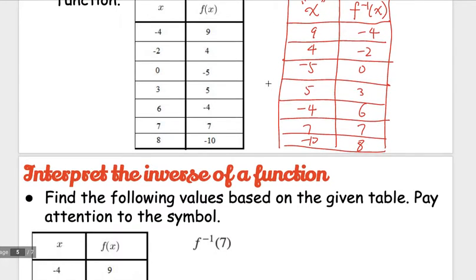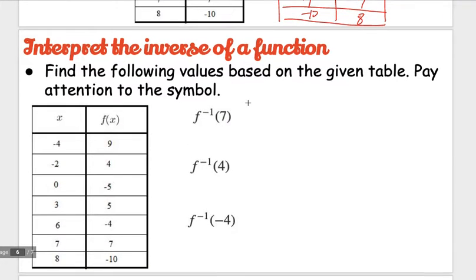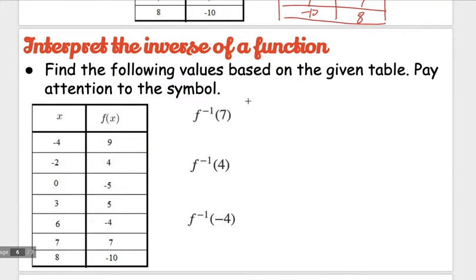Now let's check this function table. We are working on actually the same function table. Now we are going to find three values here. As I mentioned, whenever you say f inverse, it's just the inverse function of the original one. So we are going to look for this value. I'm going to work on the first one, and the second and third you can definitely try on your own, but I will show the answer here.